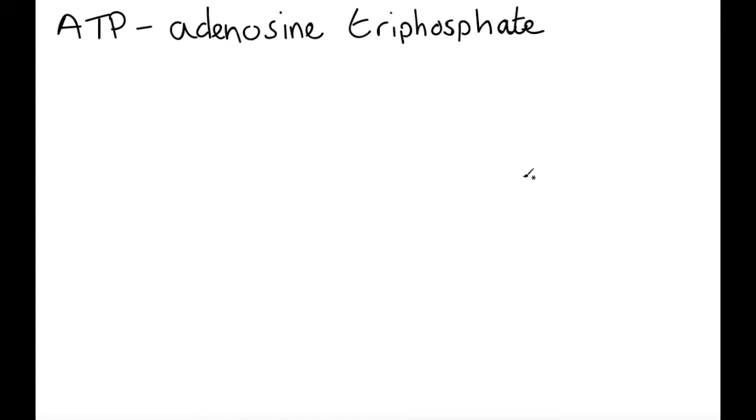Hi guys, in this video I'm going to be talking about ATP, which stands for adenosine triphosphate. Now this is a molecule which carries energy throughout the cell. Your cells, and all cells, plant cells included, use glucose for energy. However, the cell can't use glucose itself. So this molecule ATP is used to carry the energy around the cell.